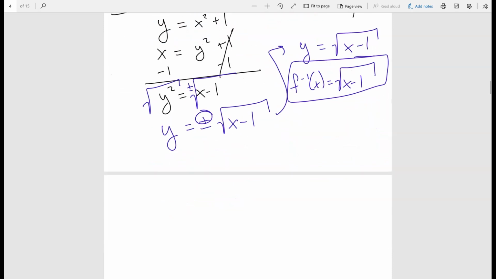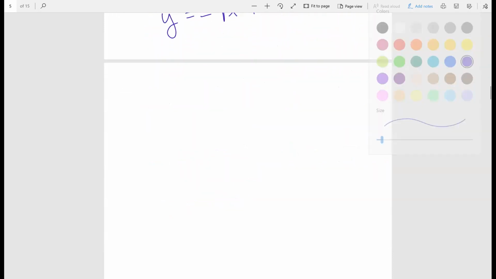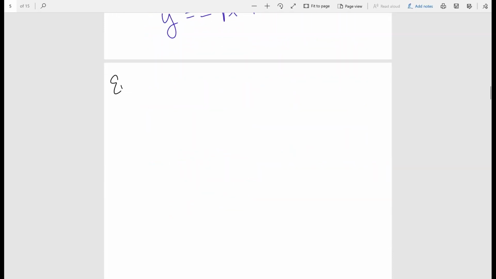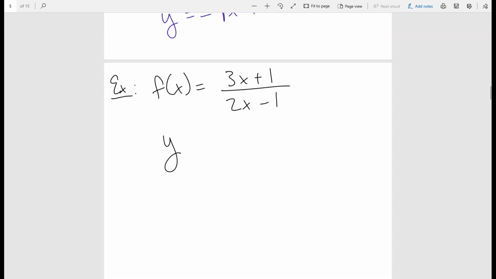Okay. Now let's do one last problem that's a little bit more involved. So let's say you had f of x is equal to 3x plus 1 divided by 2x minus 1. So let's change the f of x first to a y. And then let's change this to the same thing. And now let's interchange them. So now this is going to be your x and the other one's going to be your y.